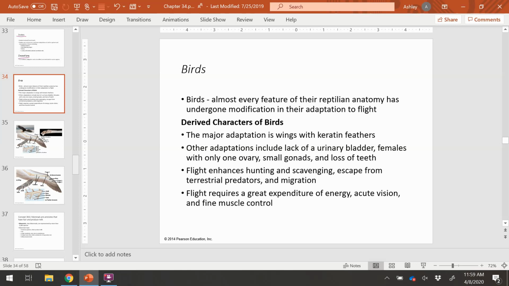They have a lot of adaptations to maintain a small body weight. One of them is the lack of a urinary bladder, so they don't retain or hold any of their urinary waste. It immediately gets excreted once it's made. Females only have one ovary. They have very small gonads and no teeth. Another thing that they have here is very acute vision and fine muscle control to maneuver and fly well. So flight enhances their abilities to hunt, scavenge, escape from predators, and migrate.